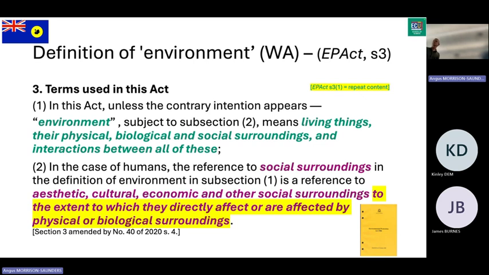Okay, you go back to part 1. We've got 3 things in part 1. We've got physical, biological, and social surroundings. And in part 2, social surroundings looks like it gets bigger and includes all sorts of things, but it's somehow tied back to physical and biological things. That's how it works. Let me explain further, because most people don't understand this initially.